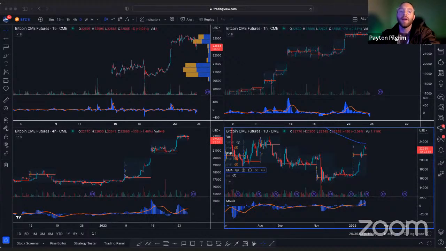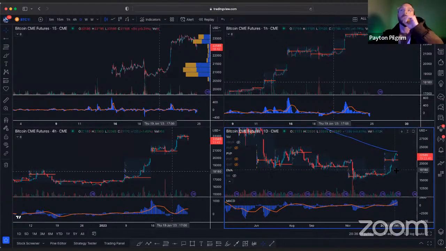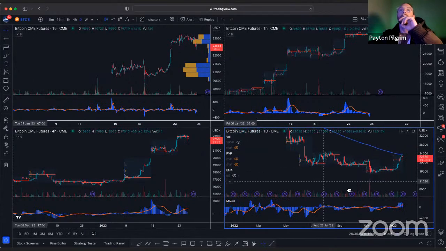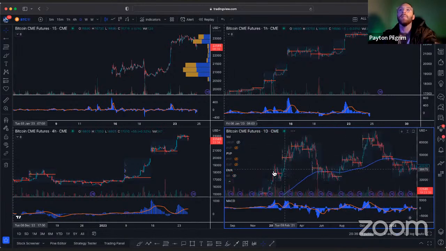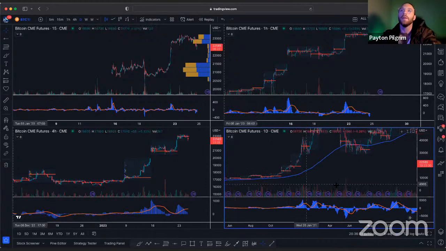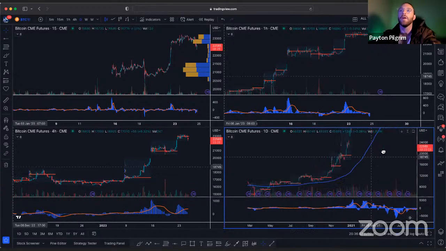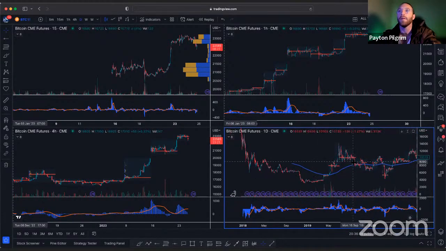Because this 200 moving average, as much as I don't care about moving averages, if I'm going to care about one moving average, it's either the 50 or the 200. And this is still bearish as long as it remains under this. So we can look at this a little bit further. In a bull market, we are above this 200 EMA all day. And then in a bear market, we'll slip under it.